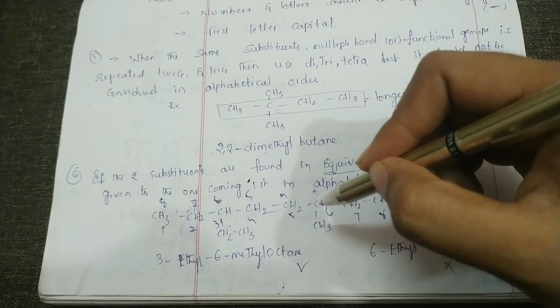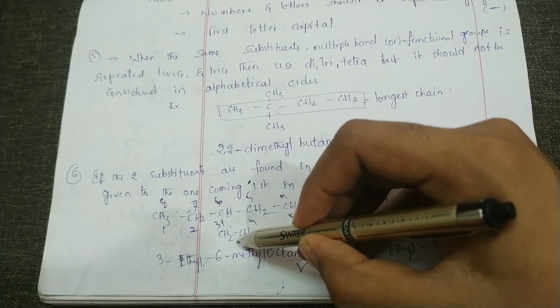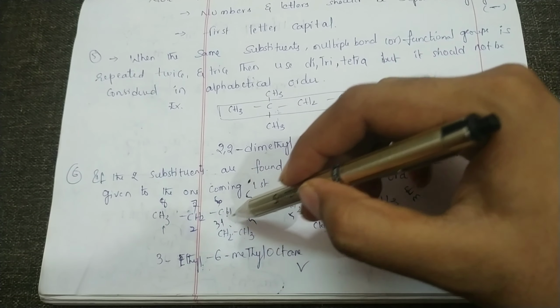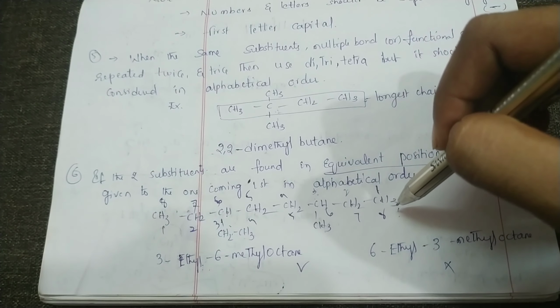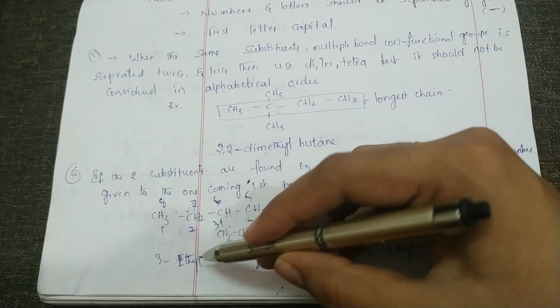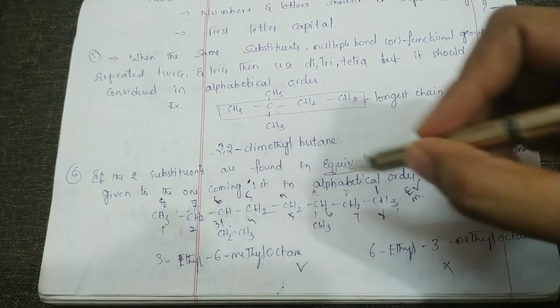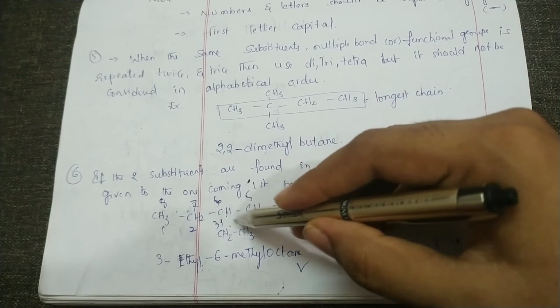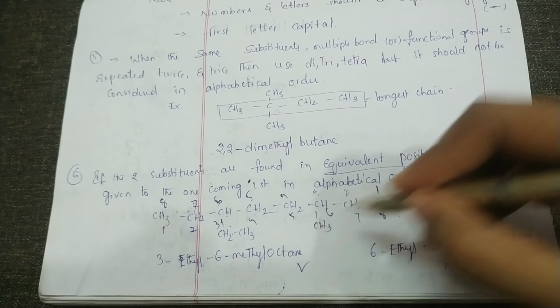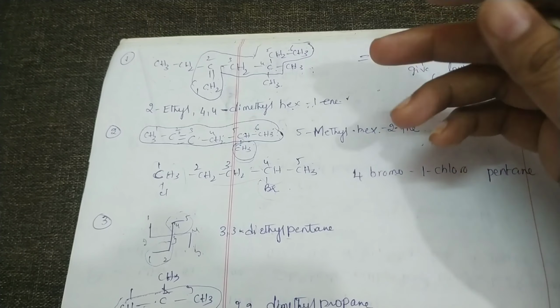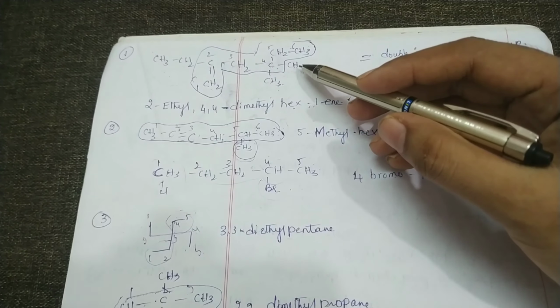Alphabetically E comes first, so we have to select the carbon chain from this side, 1 2 3 4 5 6 7 8. Then we write 3-ethyl, 6-methyl, 8 carbons means oct, single bond means N. So this is the correct way and this is not the correct way. Take some examples. Now we will name this organic compound.